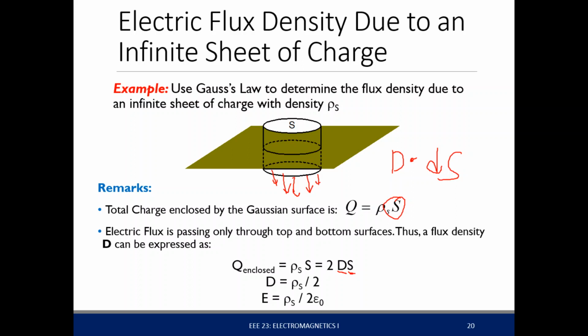Therefore, if we take the dot product of that, it will be positive. Same is true with this. Also positive. So if we add those two parts right here, the total flux is 2 times D times the surface area here and here. So that's 2DS. So we can solve for D here. That's equal to the charge density divided by 2. And the electric field is equal to D over epsilon naught, and it's equal to this. And this is the electric field that we solved in lecture 2, in the previous lecture. Okay? Alright.